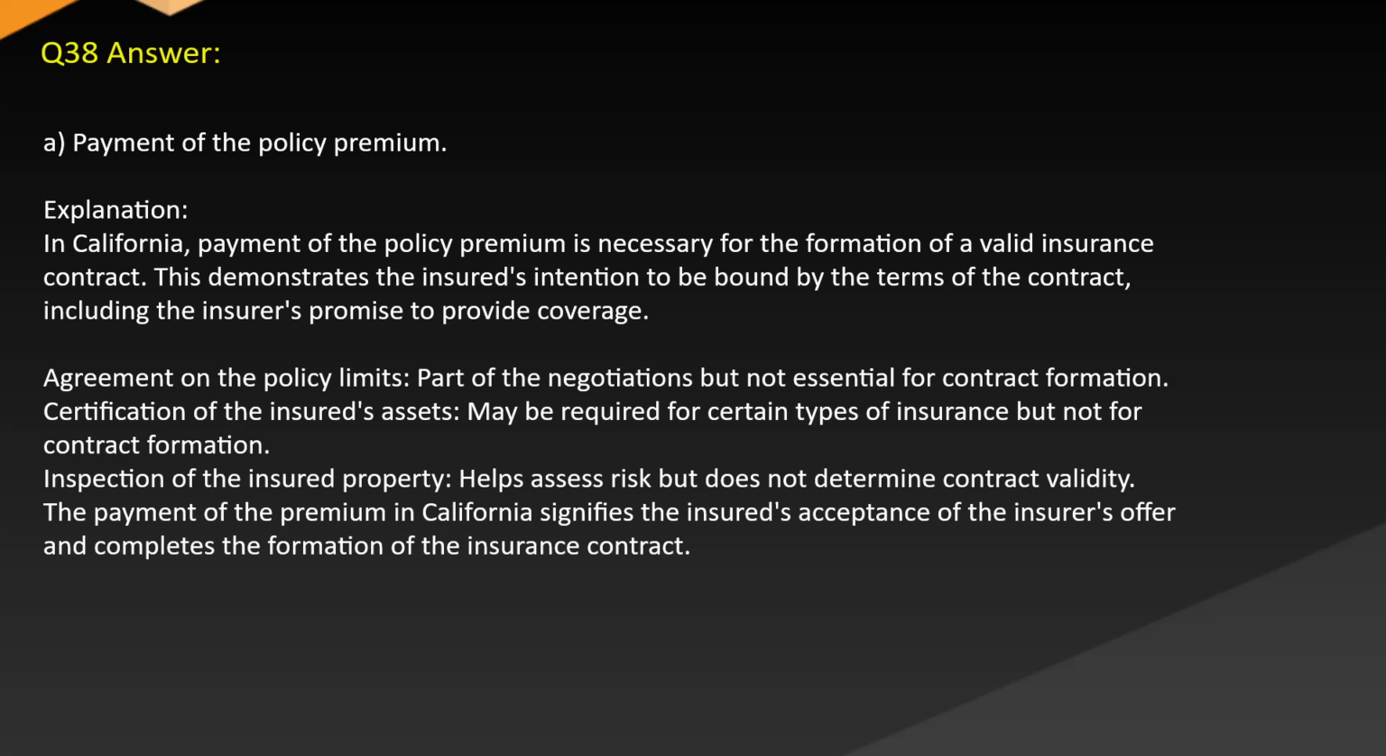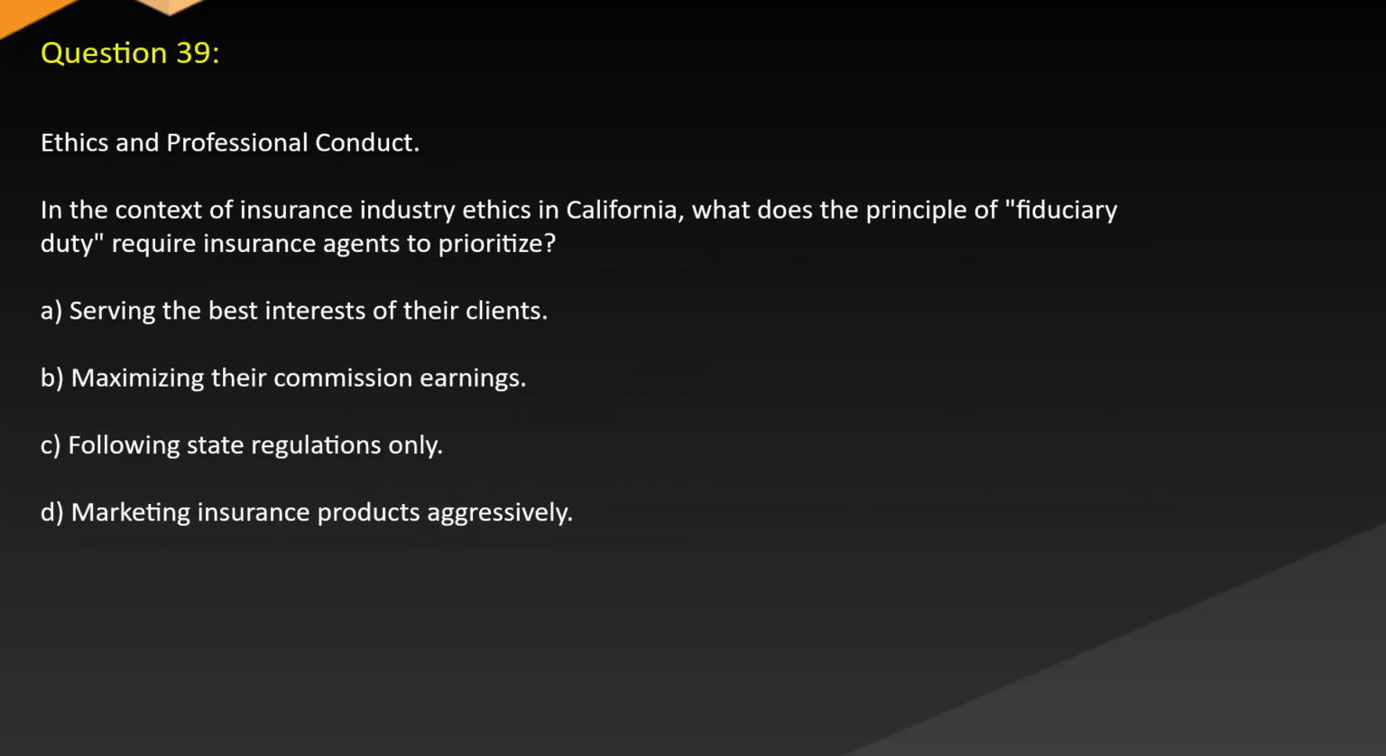Agreement on the policy limits is part of the negotiations, but not essential for contract formation. Certification of the insured's assets may be required for certain types of insurance, but not for contract formation. Inspection of the insured property helps assess risk but does not determine contract validity. The payment of the premium in California signifies the insured's acceptance of the insurer's offer and completes the formation of the insurance contract.